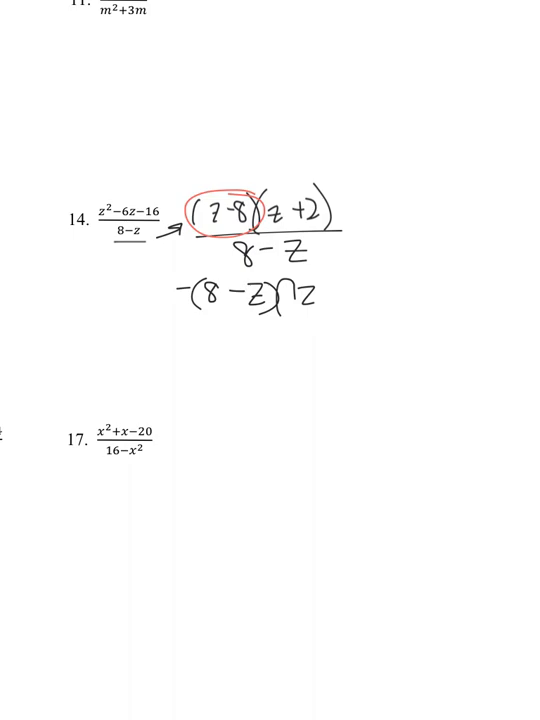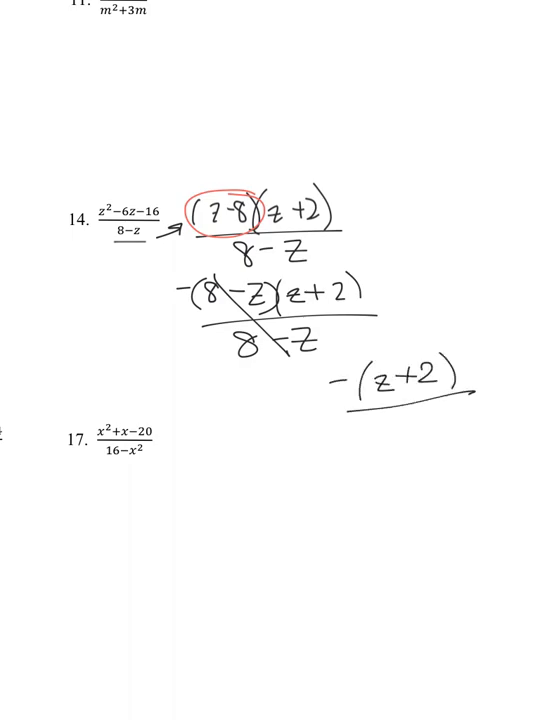So let me rewrite. So z plus 2 over 8 minus z. Now you have that common binomial factor of 8 minus z. So I can reduce those two. So you're going to be left with negative times the quantity of z plus 2 over 1. You're not going to have a denominator. Just realize that. So you don't need that.